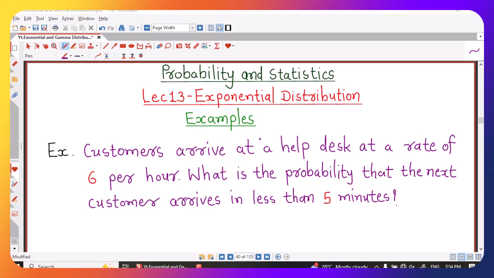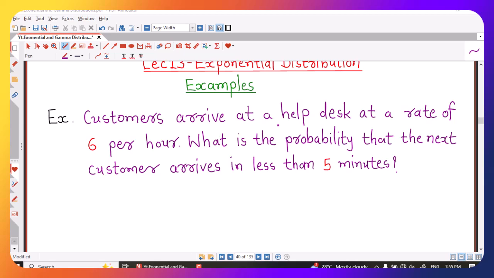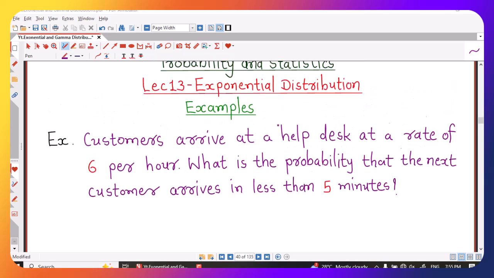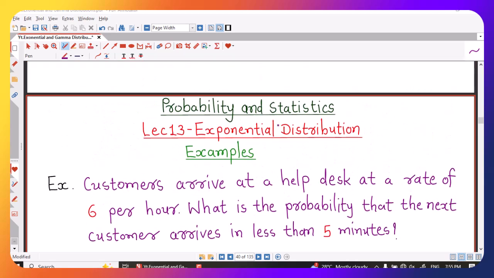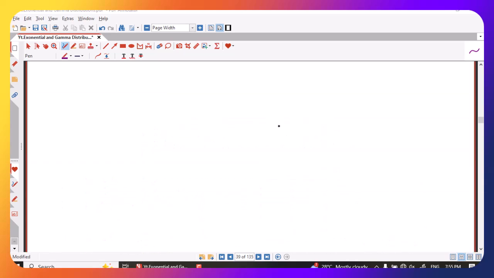Hello friends, I welcome you in lecture number 13 on exponential distribution. We will discuss one more example on exponential distribution in this lecture also. We will discuss one example on mean and variance of exponential distribution also.